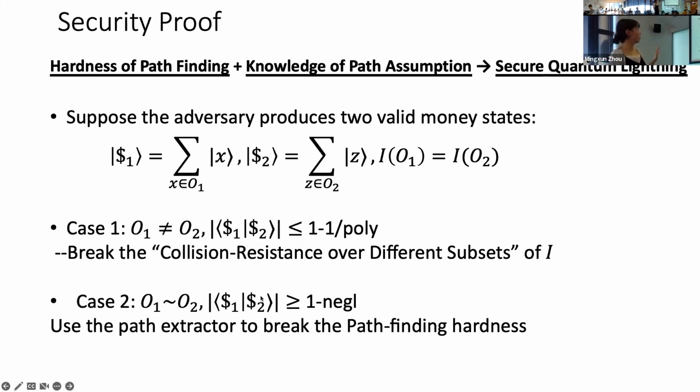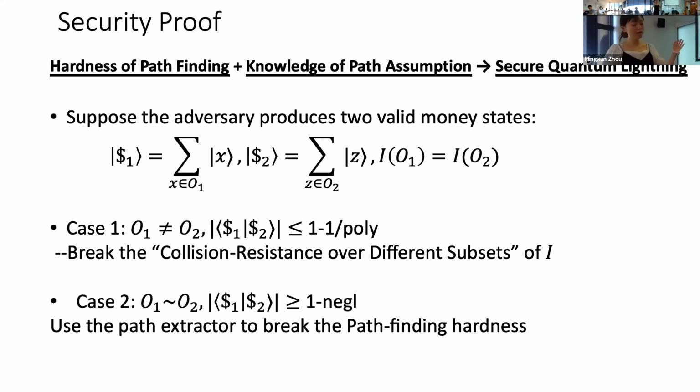And now it comes to the security proof, just the high-level idea of it. Suppose the adversary produces two valid money states, $1 and $2, and they have the same serial number. And suppose they are overwhelmingly concentrated on the same orbit. Suppose the first state and the second state are just uniform superpositions of elements on the same orbit. Then we are in this case. We can use a path extractor to extract a path between two random elements that come out of the measurement of these two states.